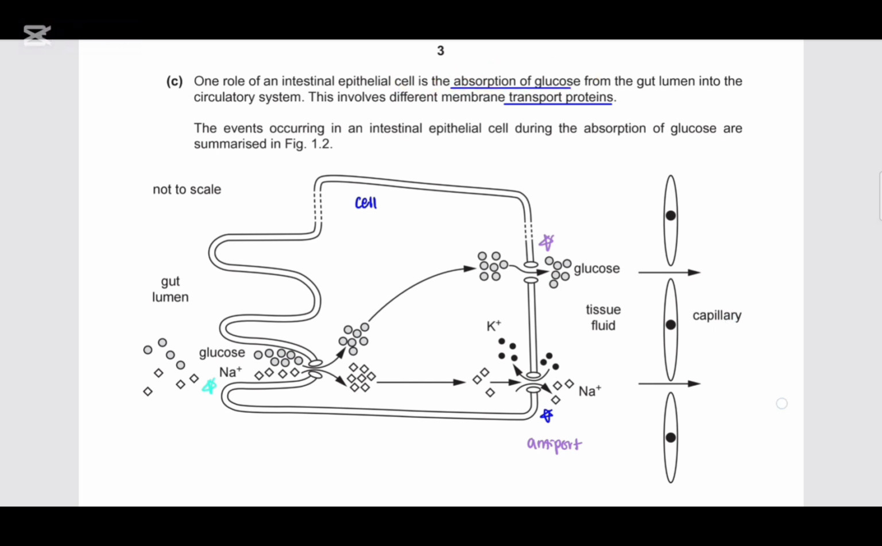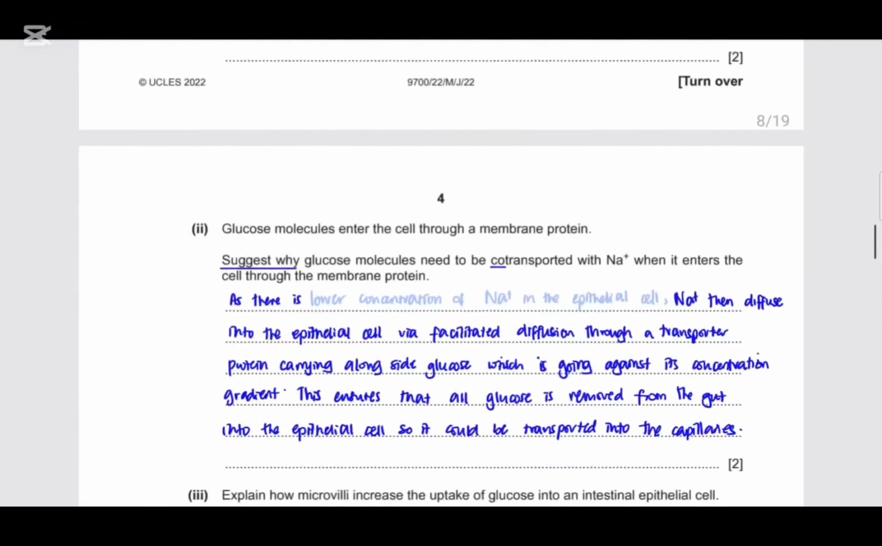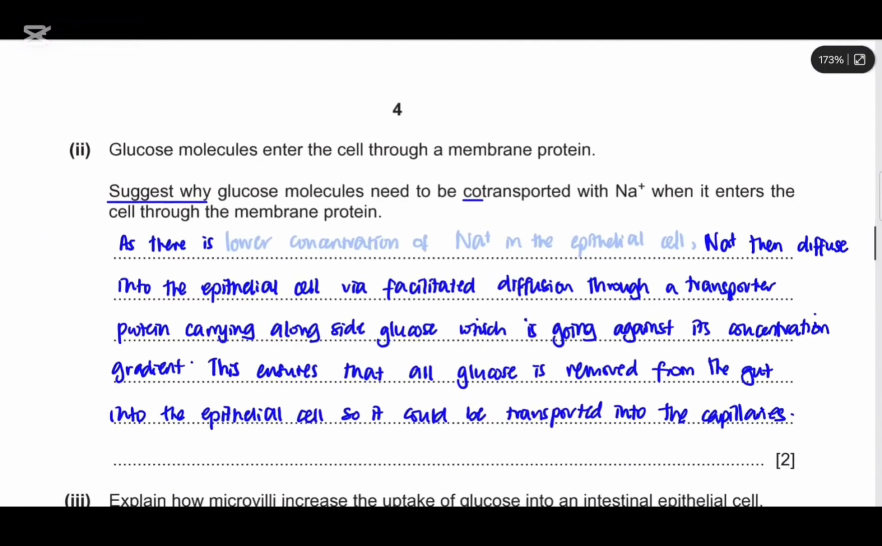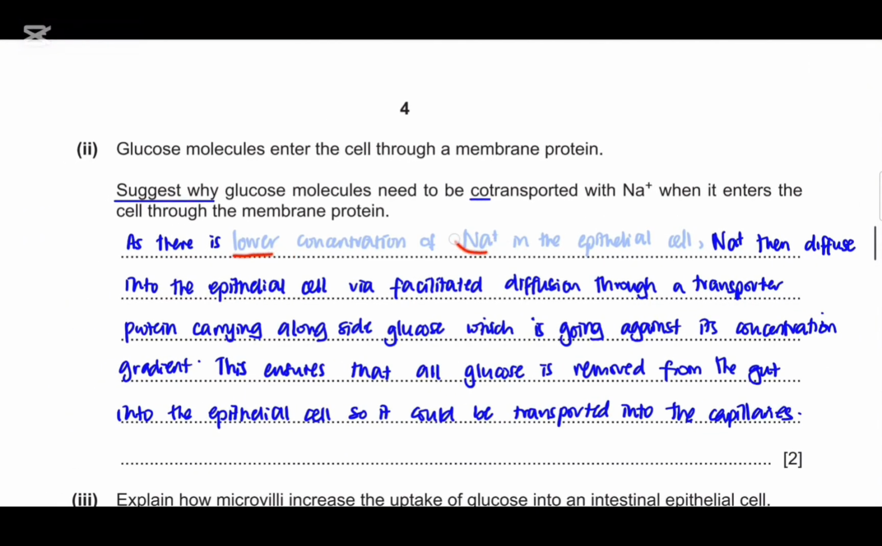So essentially, the purpose of this epithelial cell is that it's wanting to absorb glucose. How is that useful? That brings us the idea that when there is a lower concentration of sodium ions in the epithelial cell, sodium ions will then be able to diffuse into the epithelial cell.